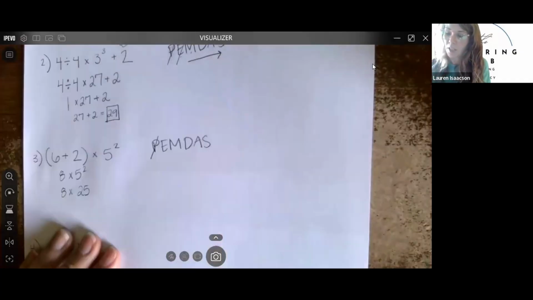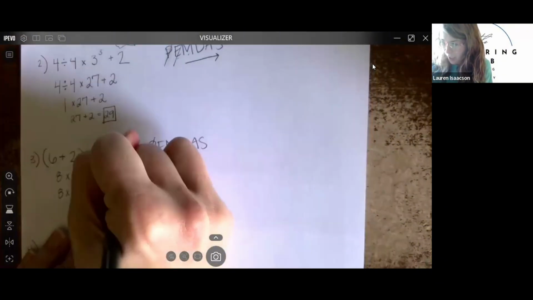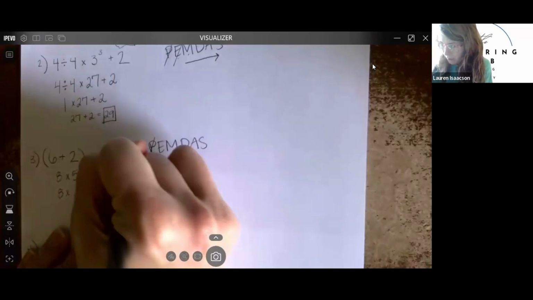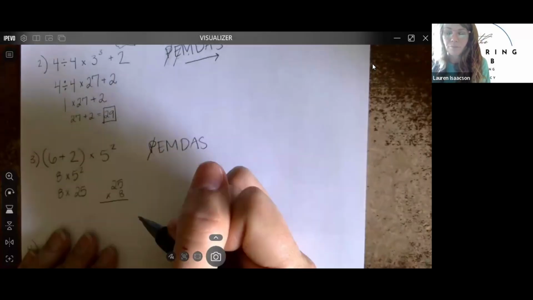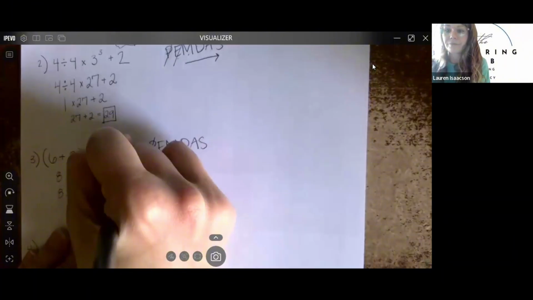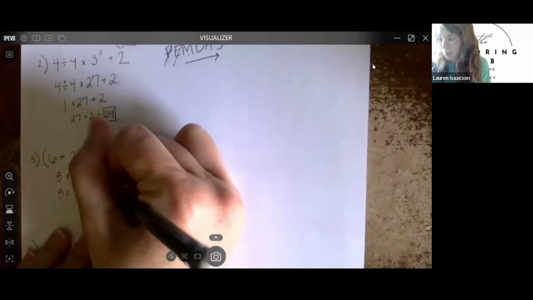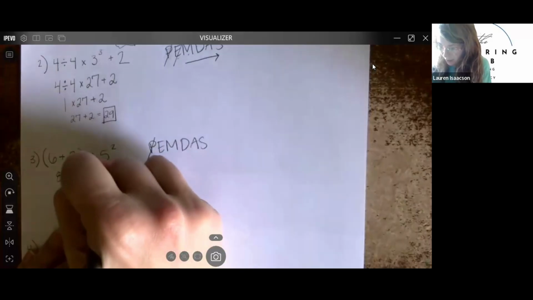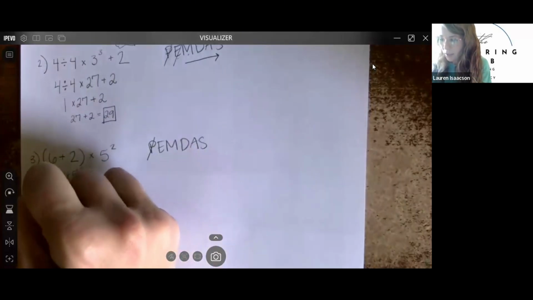So if you don't know this off the top of your head, like I do, we're just going to work it out. So we can write 25 on top, put our 8 on the bottom. Now, 8 times 5 is what? 40. Very good. 8 times 2, 16. 16 plus 4 is 20. So our answer is 200.